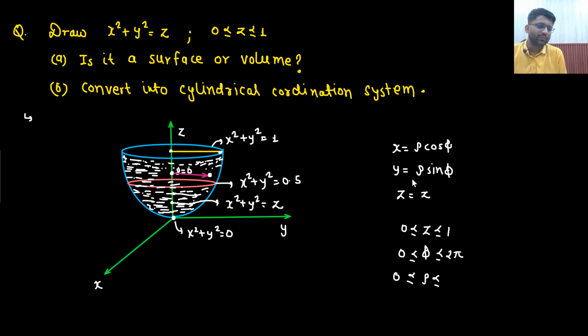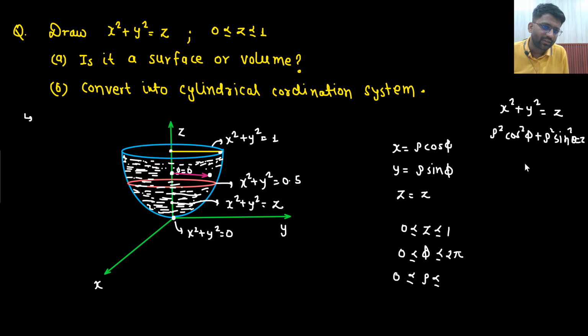So x equals rho cos phi I have assumed, y equals rho sin phi I have assumed. I have given you a trick. What did I say? x square plus y square equals z. Always put here rho square. What is x? Rho cos square phi. What is y? Rho square sin square phi equals z. So rho square equals z, and rho equals under root z. That means rho is going from 0 till under root z, 0 till the surface.